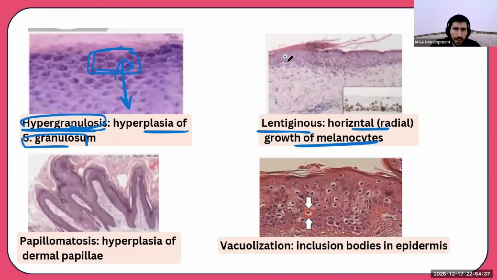Lentiginous is the horizontal or radial growth of the melanocytes. Melanocytes are the pigmentation cells. They are brown and it's like one or two cells. However, if we have it fully here, or like here, that's called lentiginous or horizontal radial growth of it.